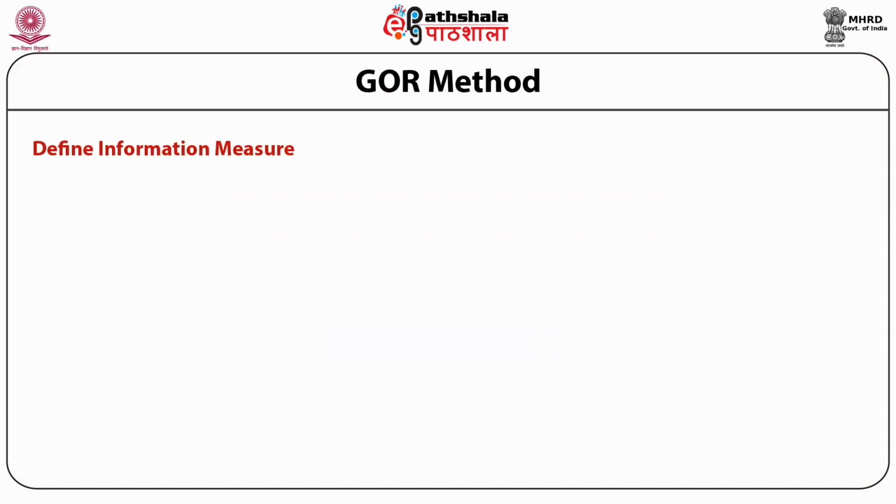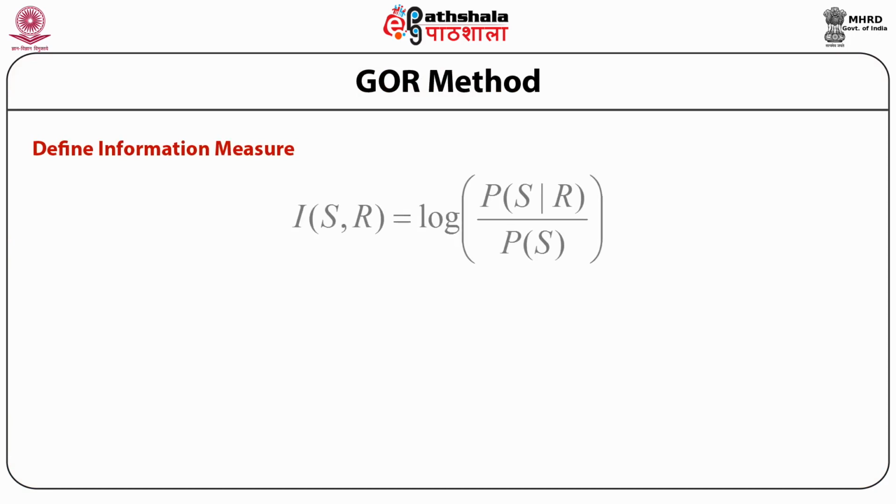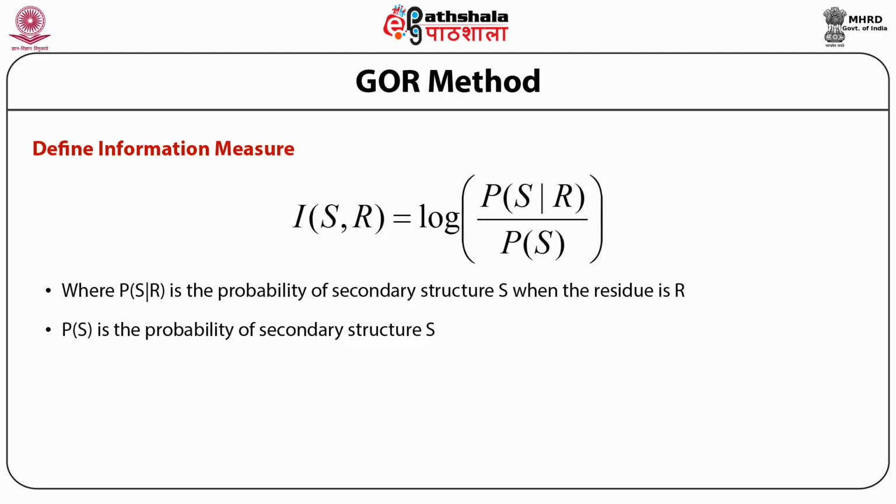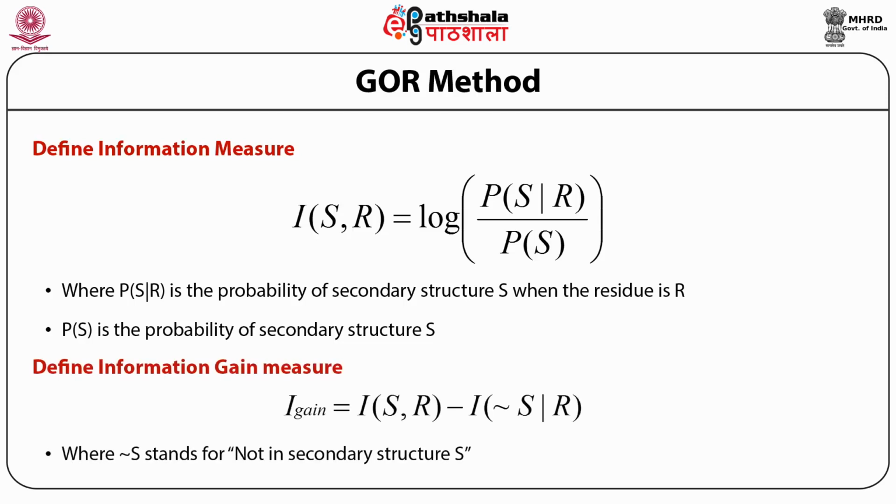You calculate an information theoretic measure S of R, where the probability P S of R gives you the probability of getting secondary structure S given the presence of residue R. And then one defines an information gain measure. That is, what is the information gain if I assign the particular amino acid to a particular secondary structure, minus if I do not do that?